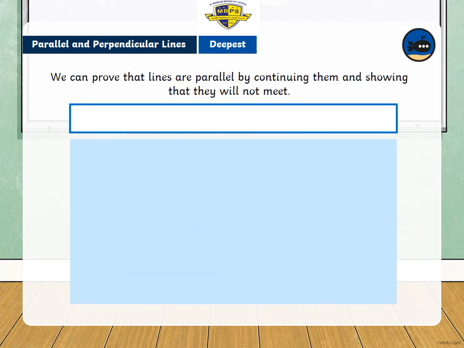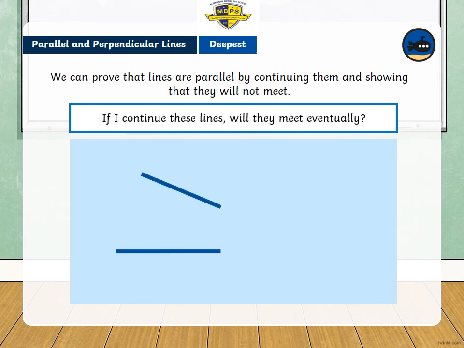We can prove that lines are parallel by continuing them and showing that they will not meet. If I continue these lines, will they meet eventually? What do you think? Yes, they will meet. So, are they parallel lines? No, they aren't.